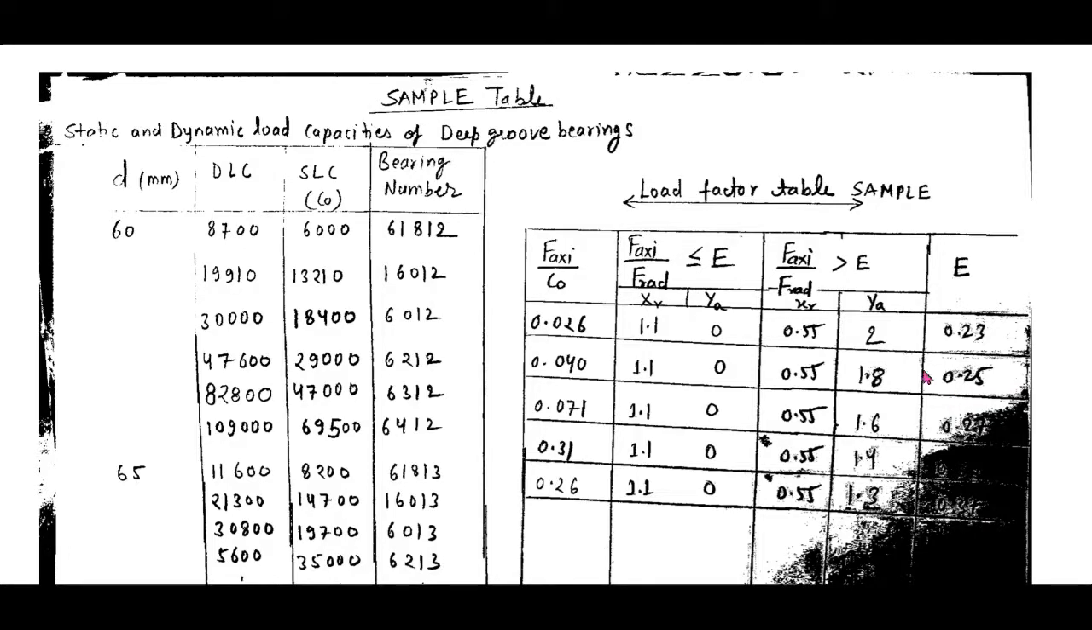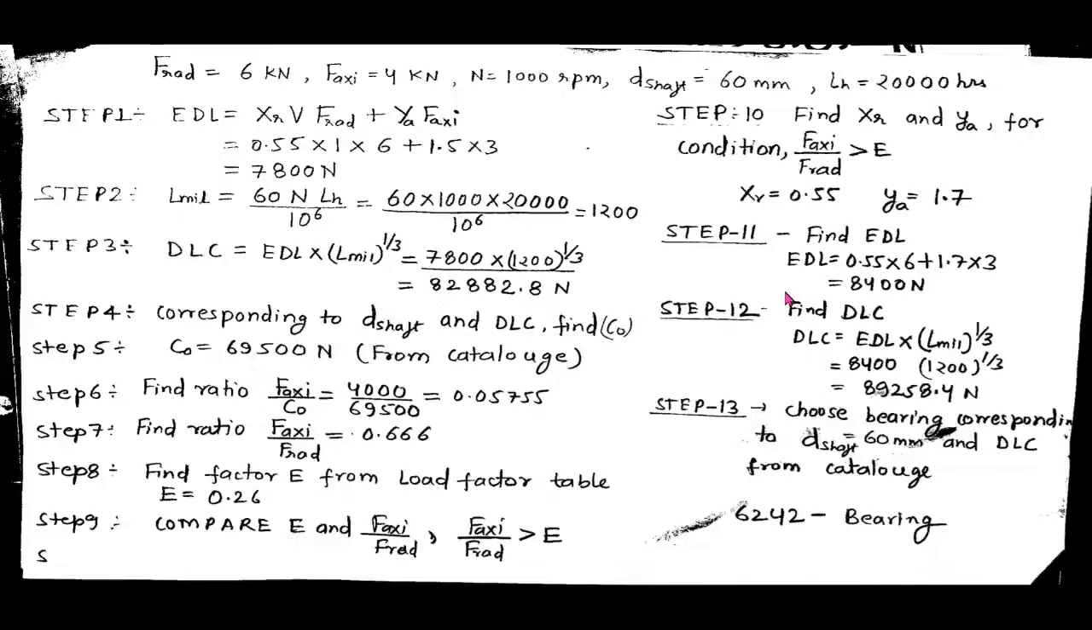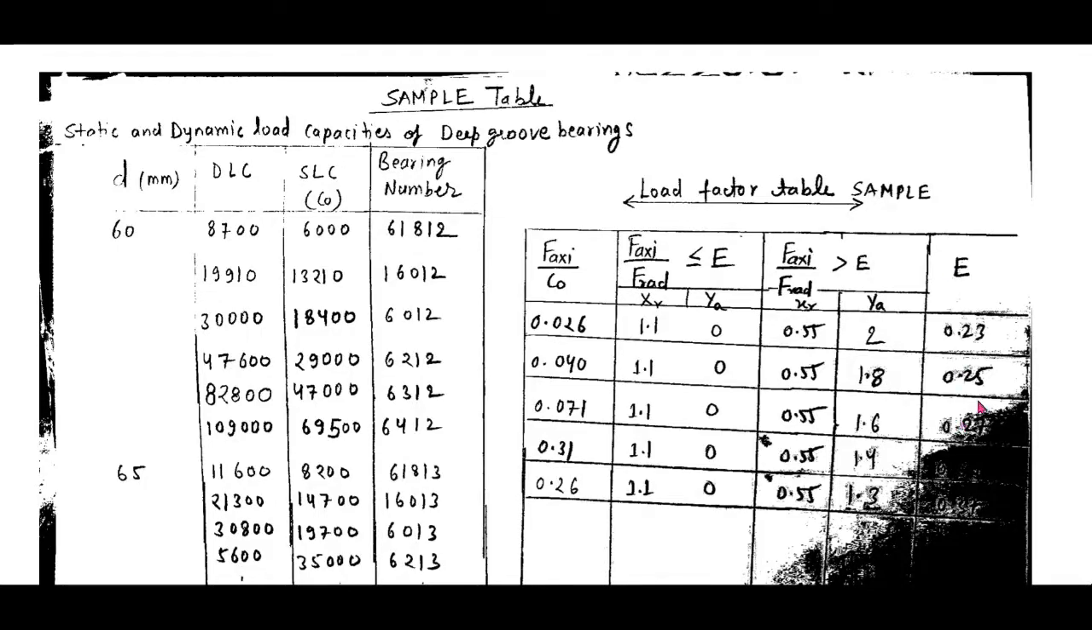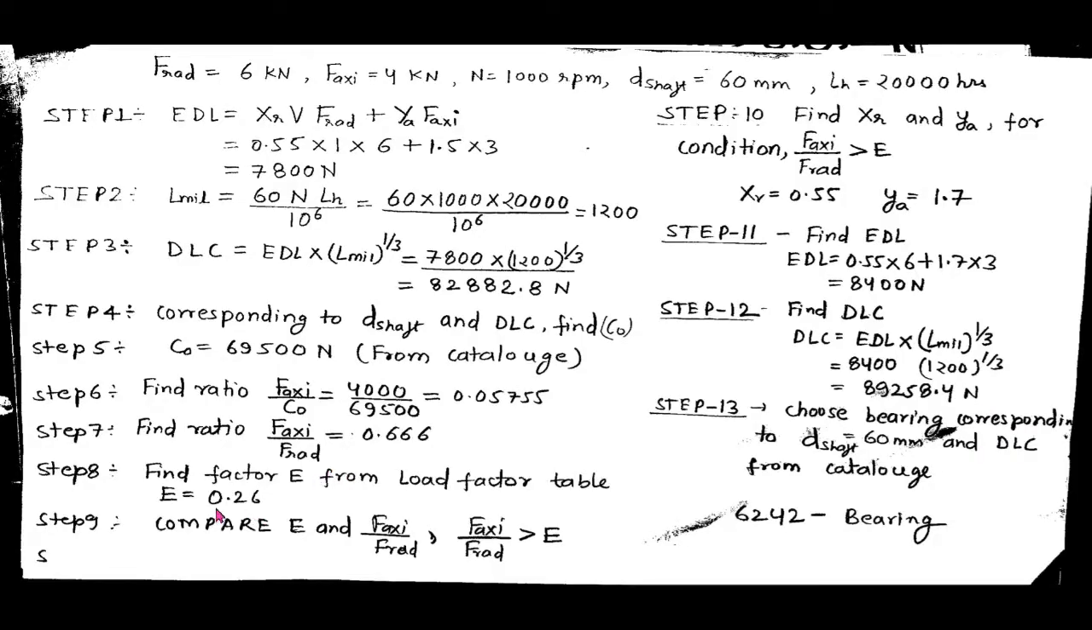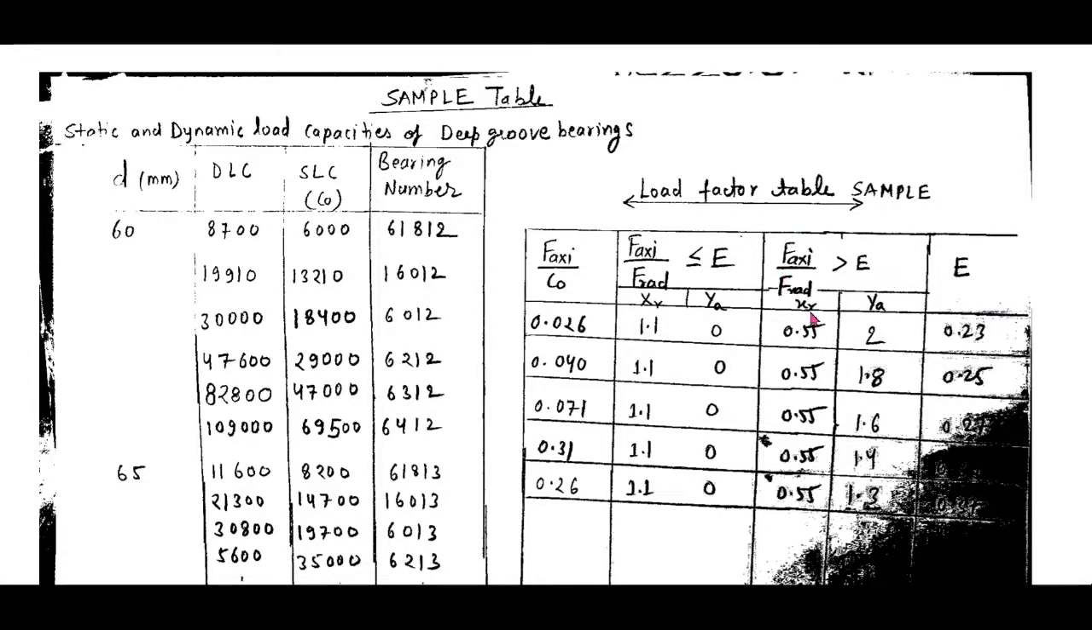Okay friend, now compare this value of e with the ratio Fa/Fr. Our value of Fa/Fr is 0.666 and our value of e is 0.26, as I have determined from here. As we see, the value of e, which is 0.26, is less than the Fa/Fr ratio, because 0.26 is less than 0.666. So this condition will arrive, that is Fa/Fr is greater than e. In the table we will see this condition, and the value of radial load factor and the axial load factor will be according to this condition.